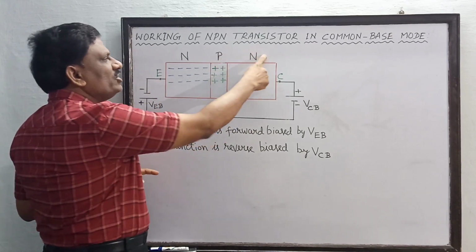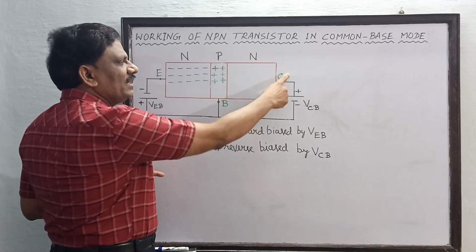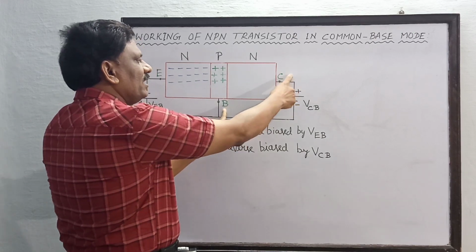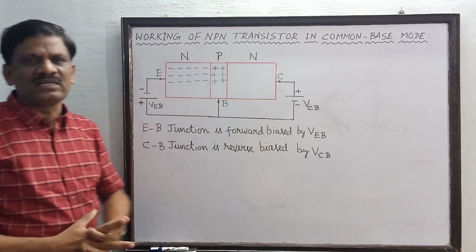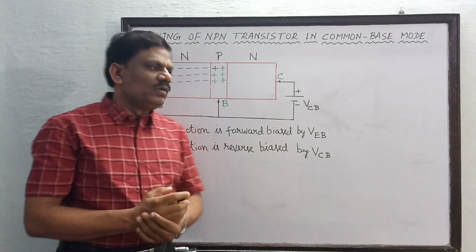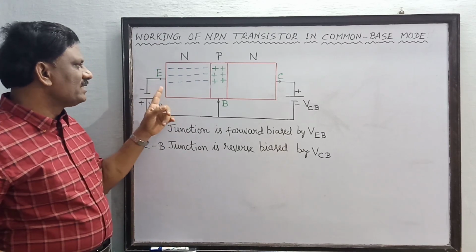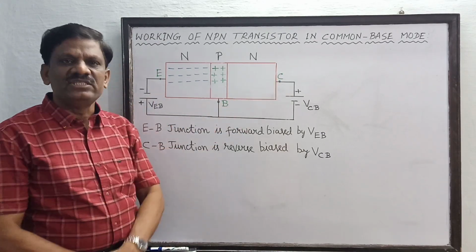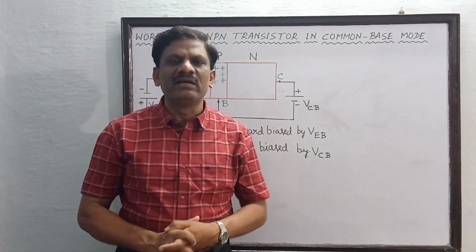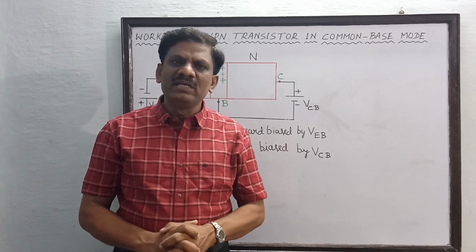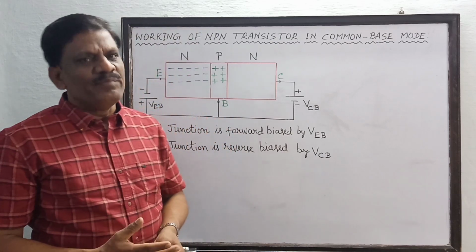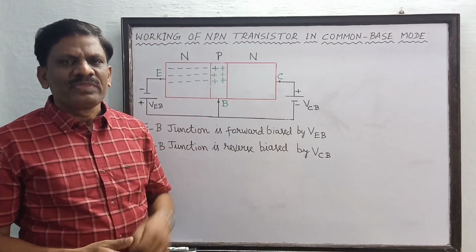There is another PN junction between the base and the collector. This junction between the base and the collector is called the collector base junction. So in this NPN transistor, the two PN junctions are the emitter base junction and the collector base junction. Now there are some conditions to be satisfied for the working of any transistor, namely the emitter base junction should be forward biased and the collector base junction should be reverse biased.